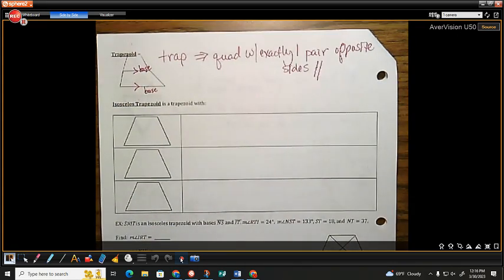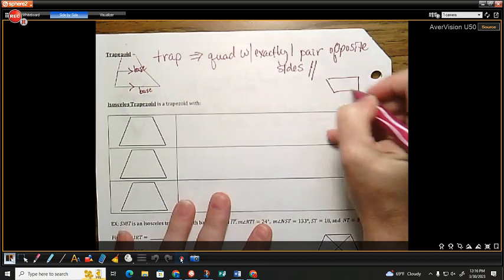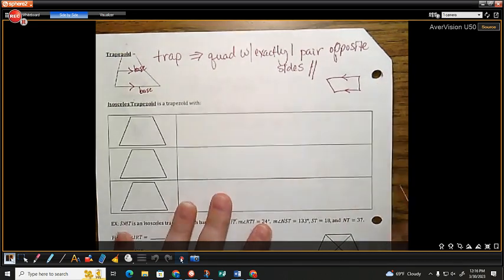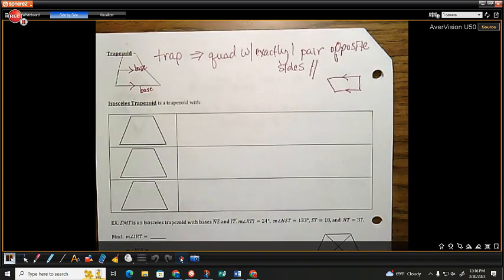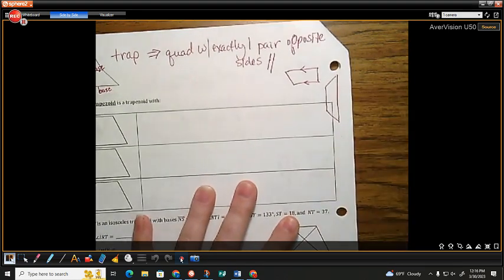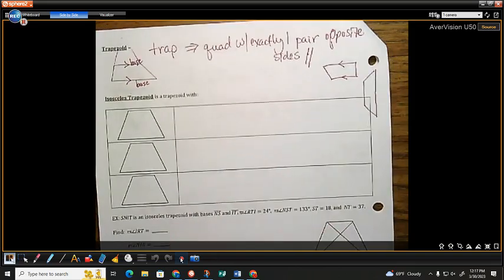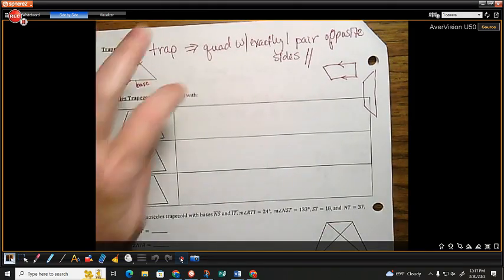Does the long base always have to be on bottom? No. You see something like this and you're like, oh wait, is that a trapezoid? Yeah. It looks like it's standing on its head, but yeah, that's a trapezoid. Can they be on their side? Yeah. Could you draw one like this? Some people, it bothers them if it's not flat on the bottom.